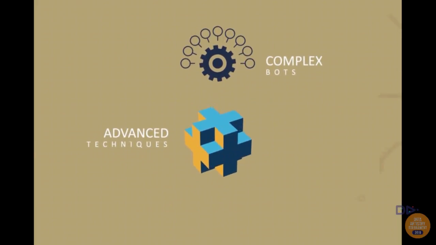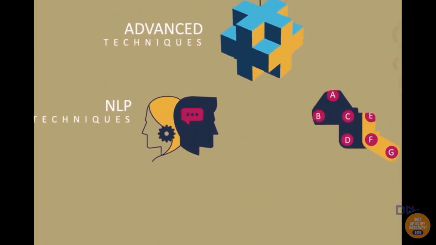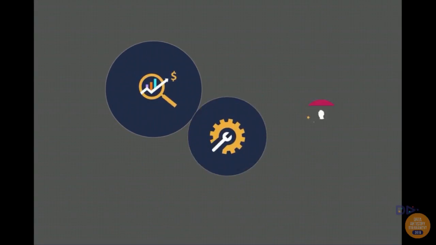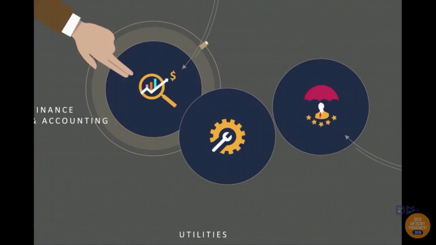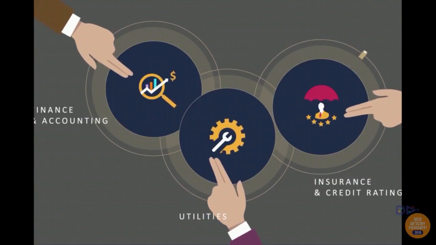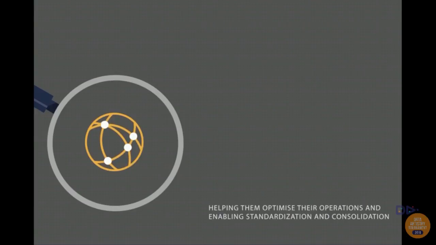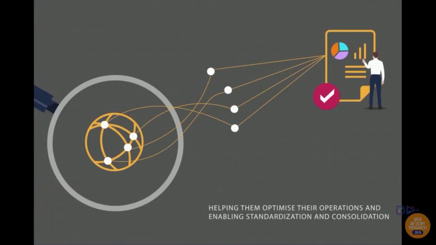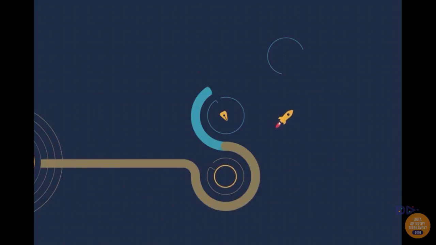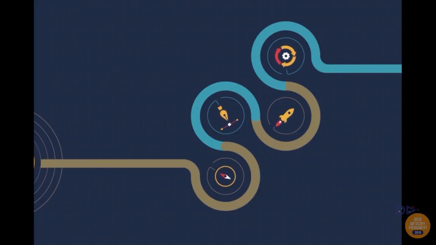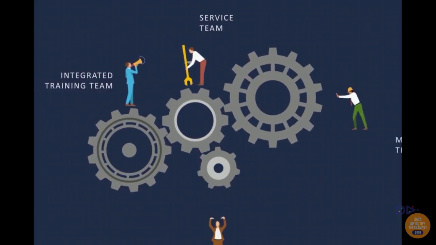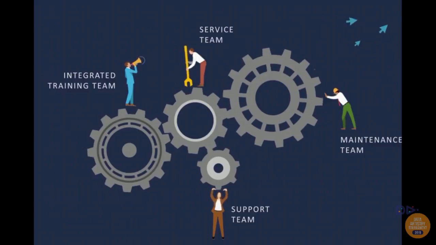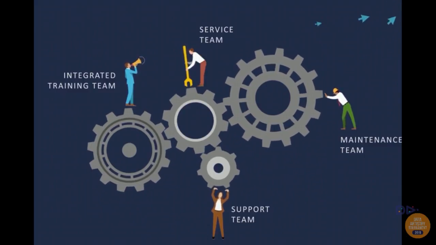The team has built bots for clients across industry verticals like finance and accounting, utilities, insurance and credit ratings, helping them optimize their operations and enabling standardization and consolidation. For every automation requirement, we employ a four-stage implementation timeline: discover, design, deploy and maintain. A fully integrated training, service, support and maintenance team ensures that the transformation is seamless and with minimal disruption to existing systems. At RRD, we are committed to delivering truly smart, highly scalable automation solutions tailored to your business needs.